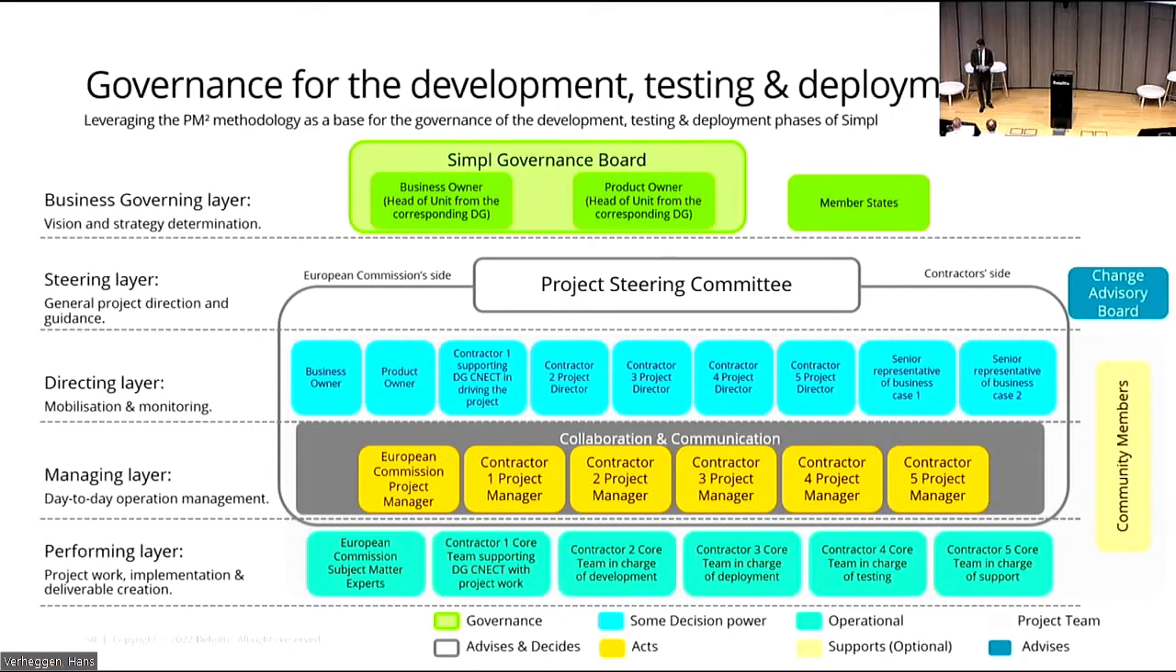Then we have multiple contractors. The first contractor is again to support DG Connect with the project work, but then other contractors' core team is for the development, deployment, testing, and support. As Andrea said, it's really important to have the community members and their input. So that's why we also included them there so they can test and give their input.